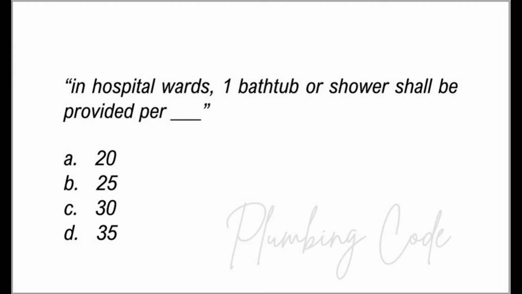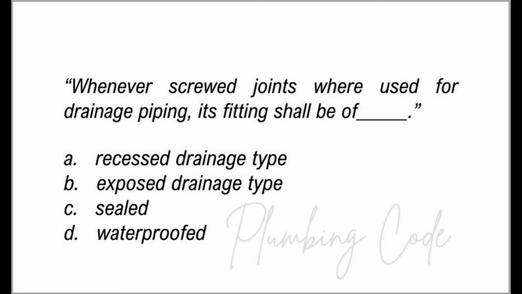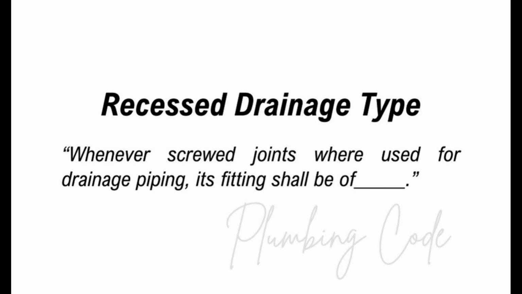In hospital wards, 1 bathtub or shower shall be provided per what? 20. 25. 30. 35. The answer? 20. Whenever screwed joints were used for drainage piping, its fitting shall be of what? Recessed drainage type. Exposed drainage type. Sealed. Waterproofed. The answer? Recessed drainage type.